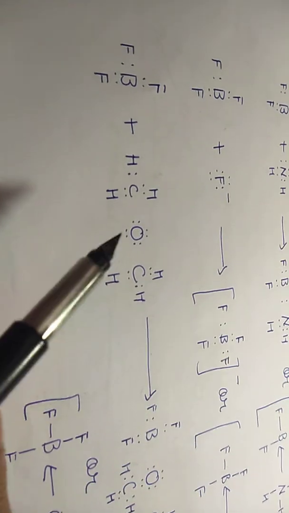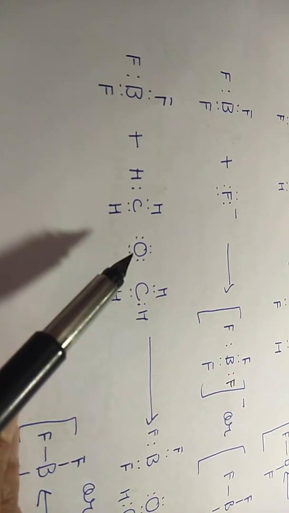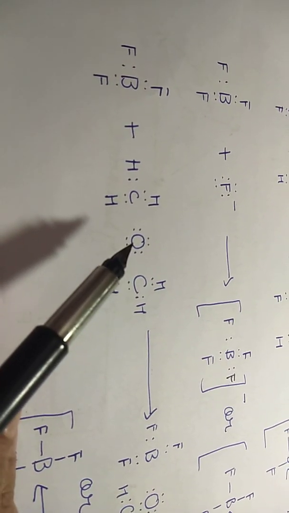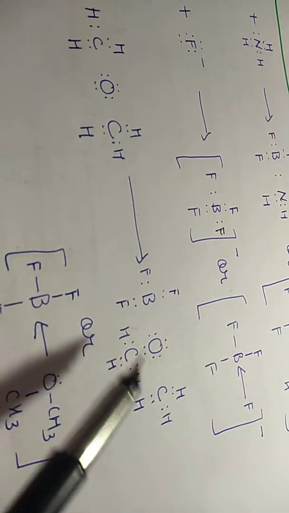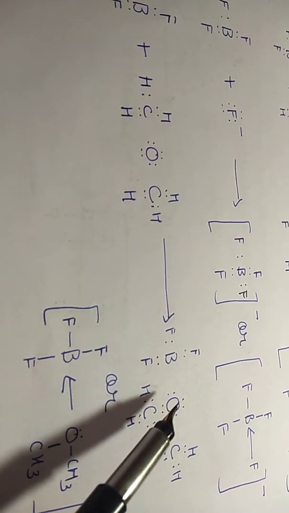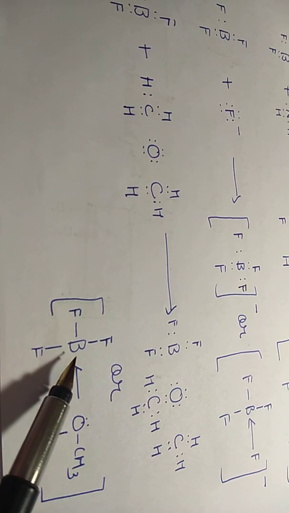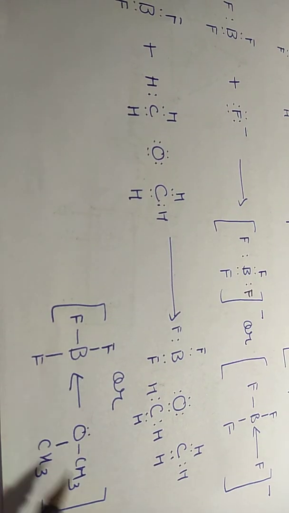Then this is ether, CH3OCH3. O has 2 lone pairs of electrons, so O can easily give electrons to boron. So they can combine in this form.